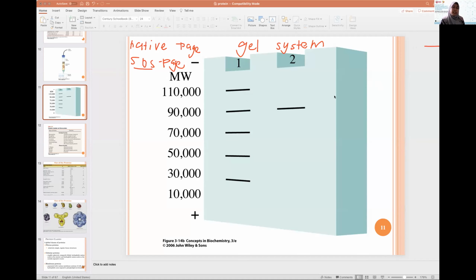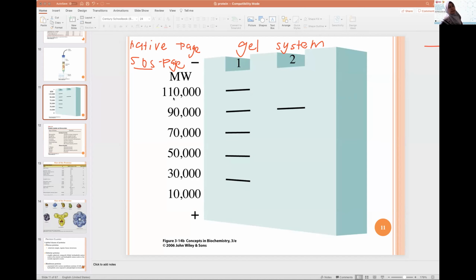The gel here is really thin, and we have the cast to make the gel. The thickness of the gel is only 1 millimeter, or 0.75 millimeter. So it's really thin and colorless. This gel will be used to detect the size of the protein. We can detect the size of the protein using molecular weight.